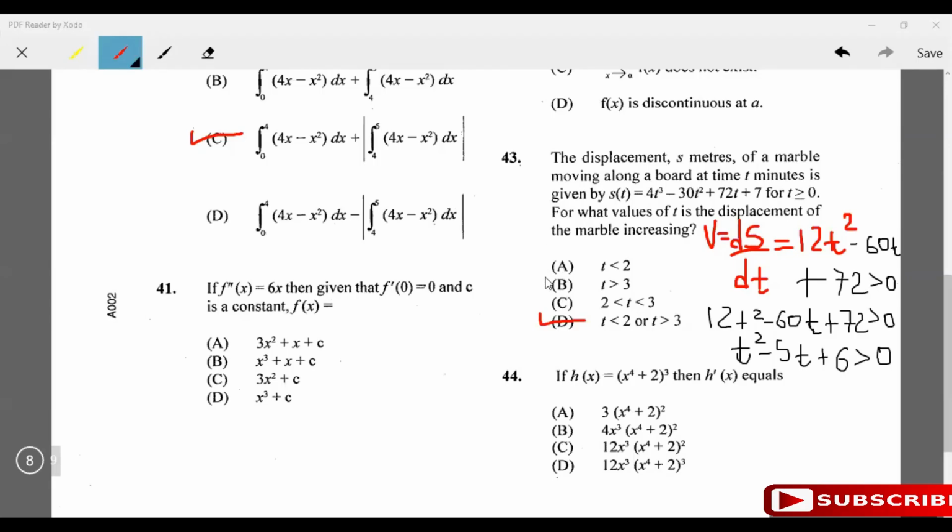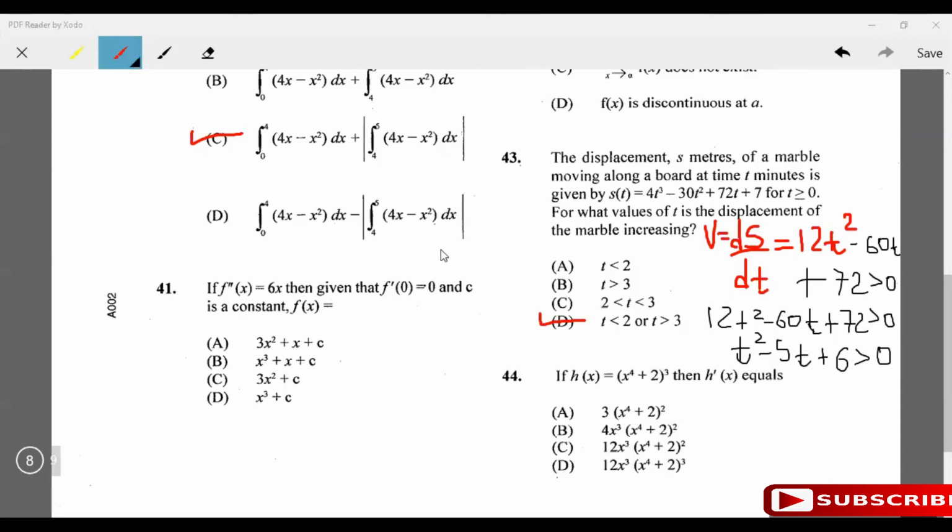All right, so this question cannot be option C. It's not between, it's when it is less than 2 and greater than 3. Many persons might be tempted to go with C, but in this case it's D.